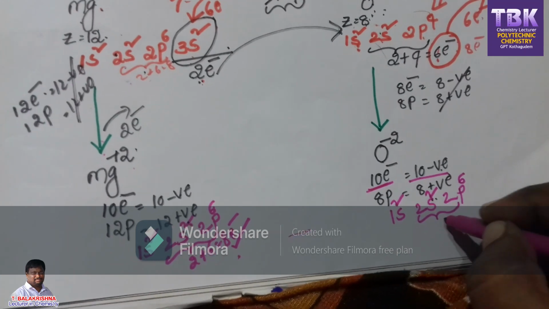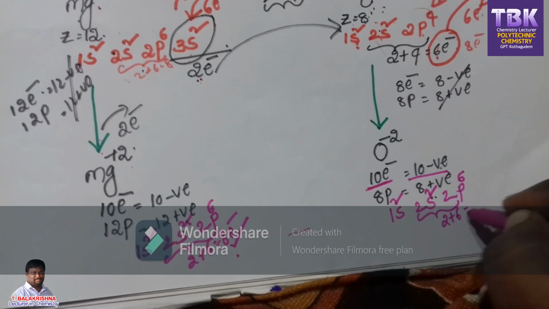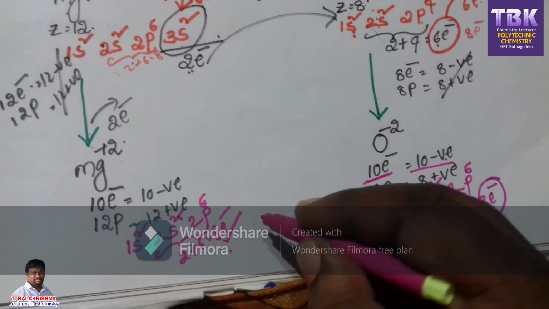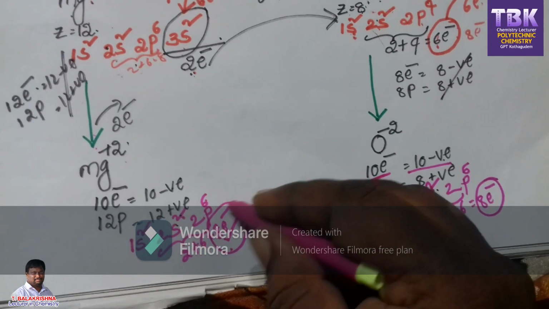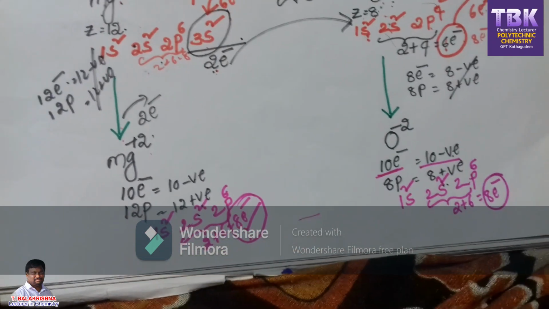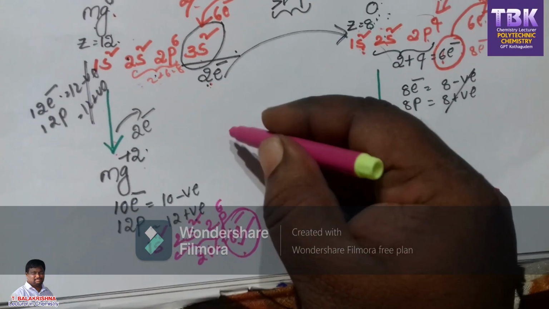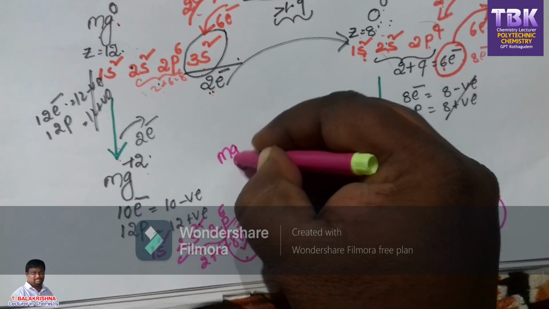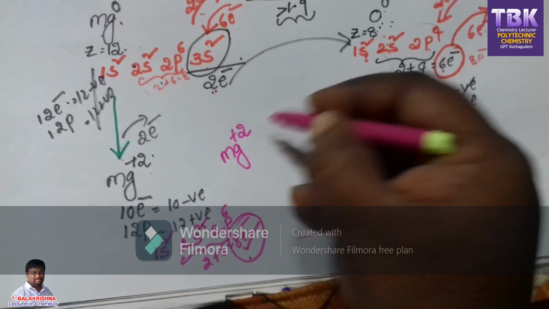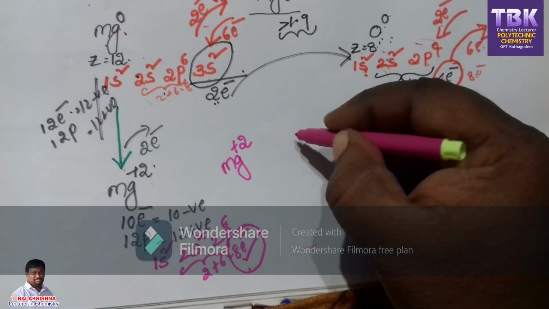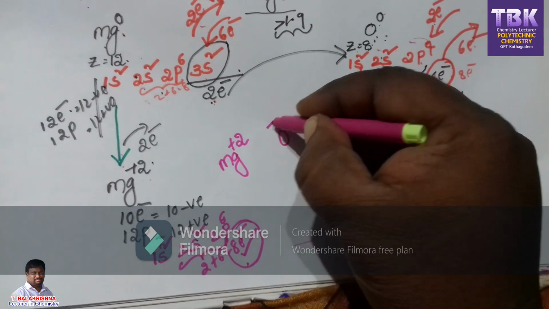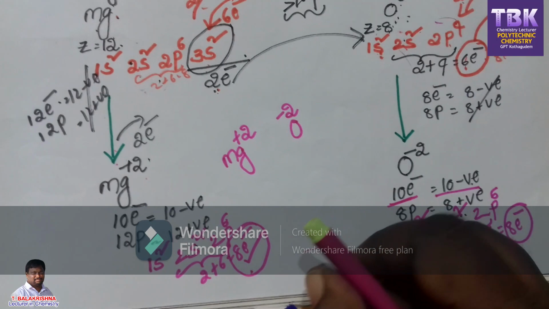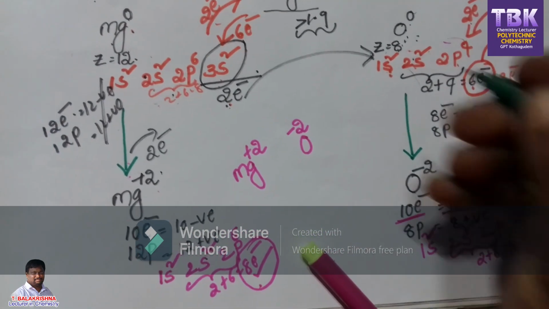How many electrons? 2 plus 6, 8 electrons. So it attained 8 electrons in the outermost orbit. Both have attained 8 electrons, so both the atoms are stable. Next, here magnesium is converted into magnesium plus 2 by losing 2 electrons. Oxygen is converted into oxygen minus 2 by gaining electrons from the magnesium atom.